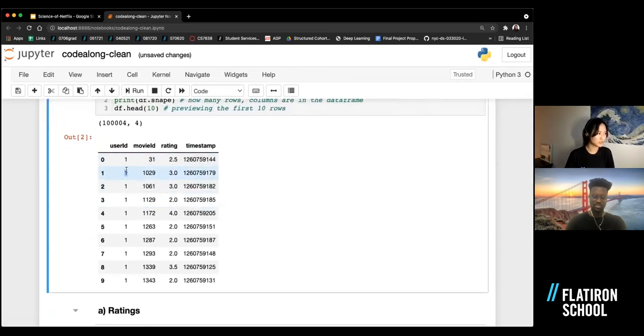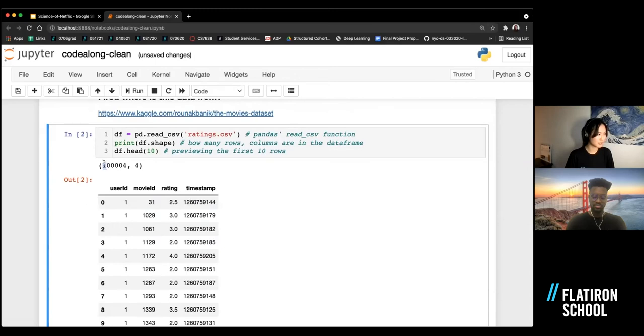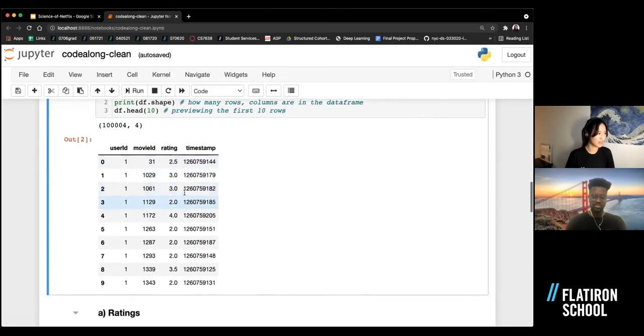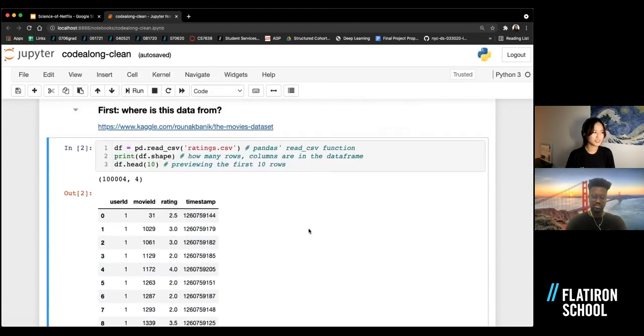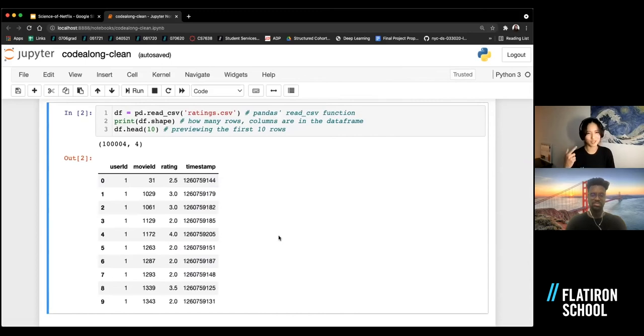We have a bunch of user IDs, and this tells you that we actually have 100,000 rows and 4 columns. So we have user IDs, movie IDs, ratings. If you go to this data set, you can figure out what each movie ID refers to, but for now, let's just assume we don't have that. And then you can see what user 1 rated movie 31, and what user 1 rated each of these movies. You can see that there's some variance there. And there's also a timestamp, which some recommendation systems actually take into account when they rated something. We're not going to do that for now.